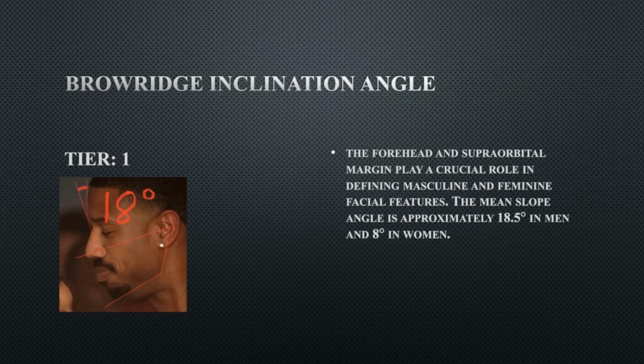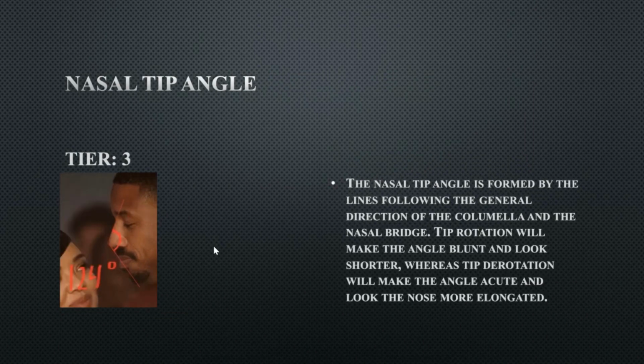All right, so brow ridge inclination. This is how inclined your forehead is relative to the line that is perpendicular to the Frankfurt plane angle. So this line that's perpendicular to the Frankfurt plane angle, the line that you see in the middle of his face, is 18 degrees, and that is perfect. So that is a tier 1, so that's good, and it's masculinizing as well.